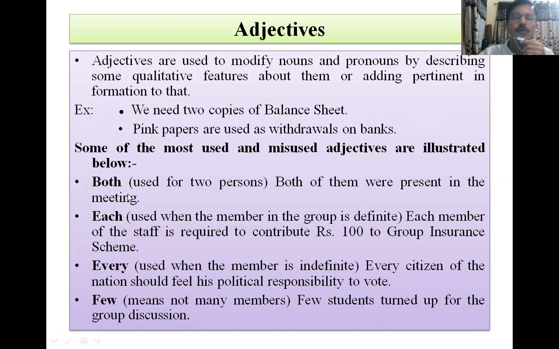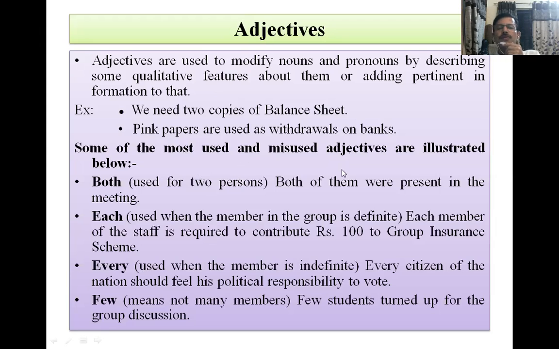Examples, we need 2 copies of balance sheet. Pink papers are used as withdrawals on banks. In this second example, the paper is a noun, but pink paper is nothing but adjective. Adjective is nothing but which describes the noun. It may be a name of a person, name of an object. Here it is an object, paper.